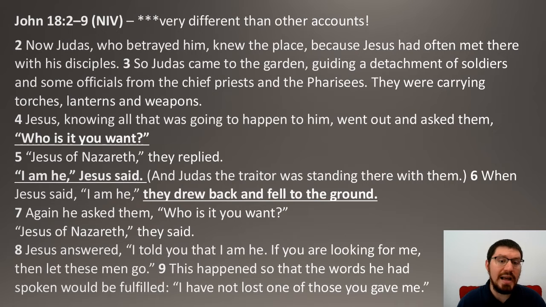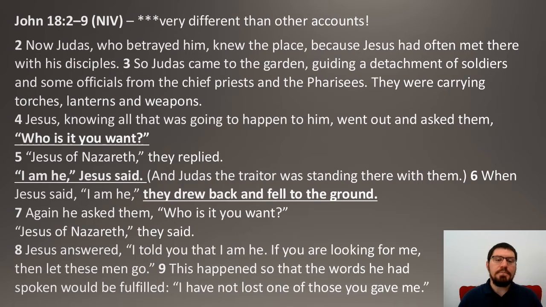When Jesus said, 'I am he,' they drew back and fell to the ground. Again he asked them, 'Who is it that you want?' 'Jesus of Nazareth,' they said. Jesus answered, 'I told you that I am he. If you were looking for me, then let these men go.' This happened so that the words he had spoken would be fulfilled. 'I have not lost one of those you gave me.'"